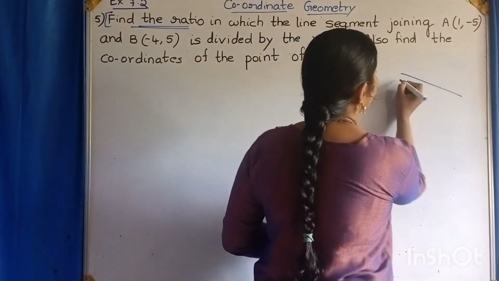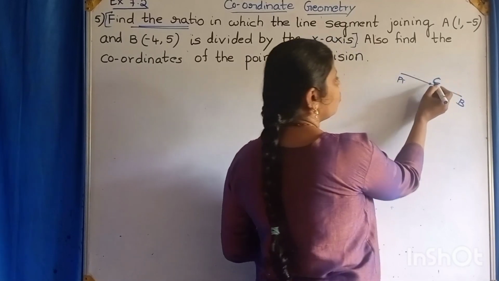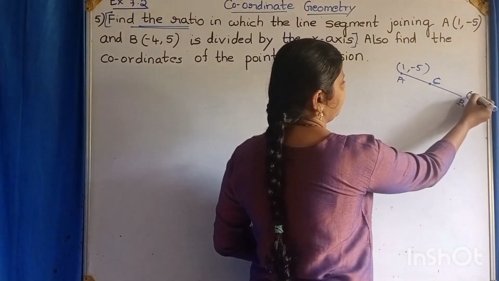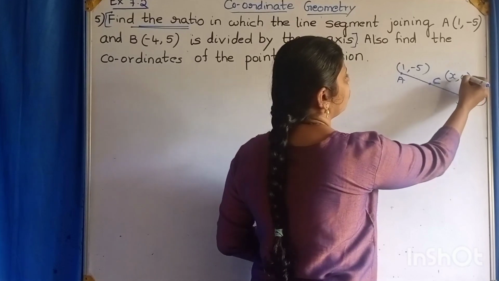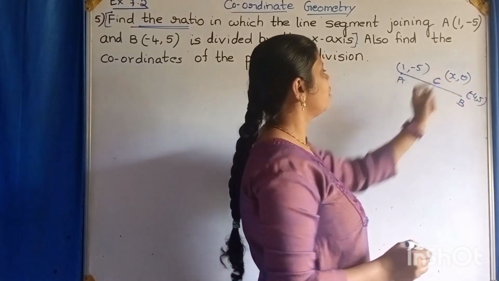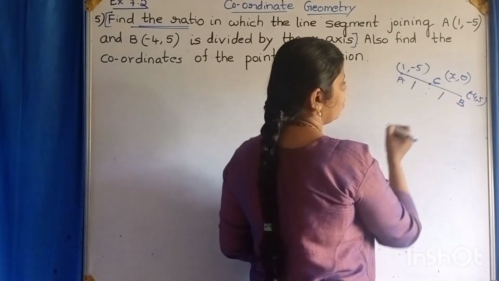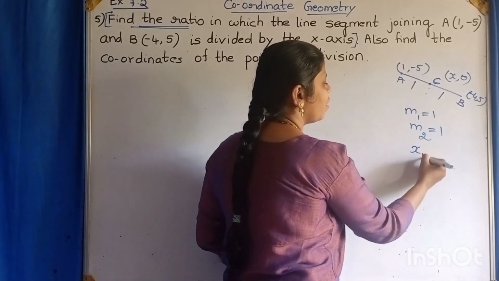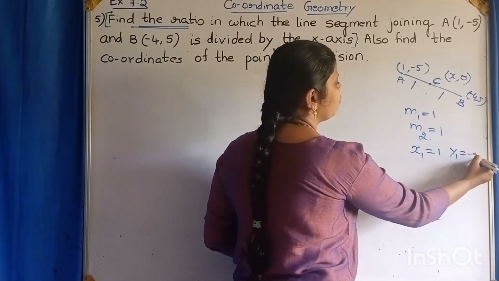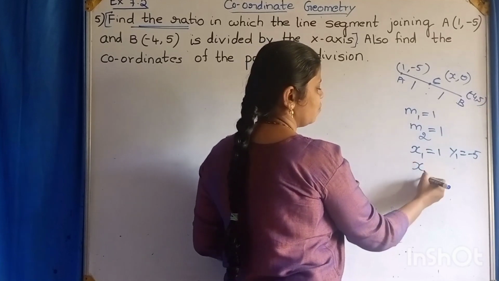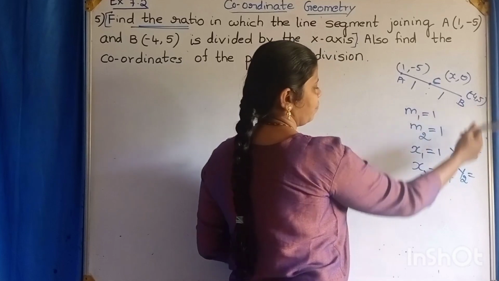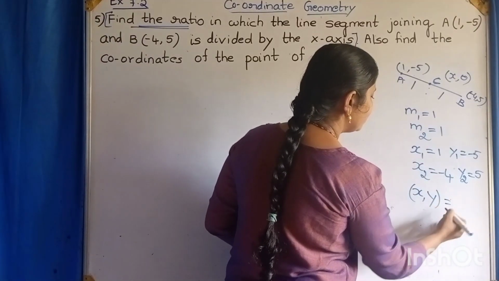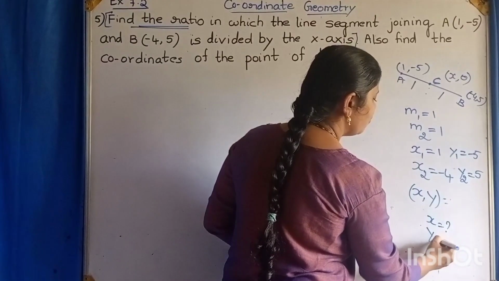Now AB is the line. Now we are finding the coordinate of this point, isn't it? The coordinate of A is 1, minus 5 and the coordinate of B is minus 4, 5. And this one is x, 0. We know the y coordinate. We have to find out the coordinate of x. And we know that it is divided in the ratio 1:1, means m1 is 1, m2 is 1. And this is our x1, y1, that is x1 is 1, y1 is minus 5. And this is our x2, y2, that is x2 is minus 4, y2 is 5. Right? And this is our xy coordinate. Isn't it? And for x we have to find out the value, and y we have 0.